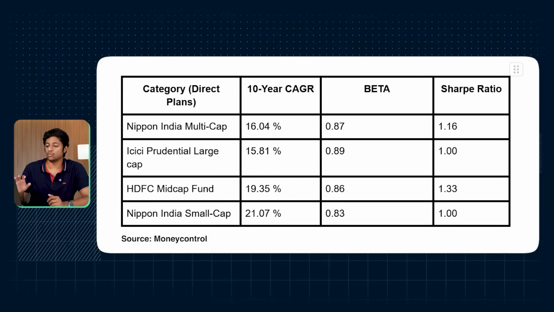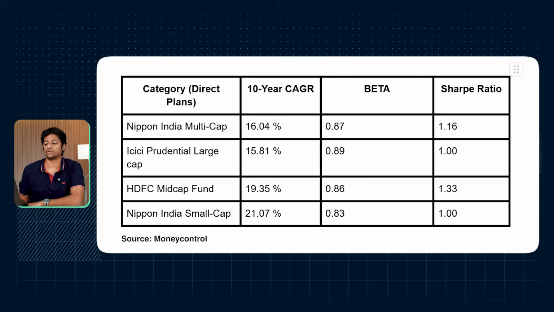Now, let me show you one quick example of a multi-cap fund versus other category funds. See this chart. I'm comparing a Nippon India multi-cap, ICICI Prudential large cap, HDFC mid cap, and Nippon India small cap. Obviously, Nippon India small cap is one of the best funds in the small cap category, but I'm just showing you the difference between all of them. Here you will see that the Nippon India multi cap, which has a 10-year CAGR of 16.04%, has actually beaten the large cap fund over a period of time.